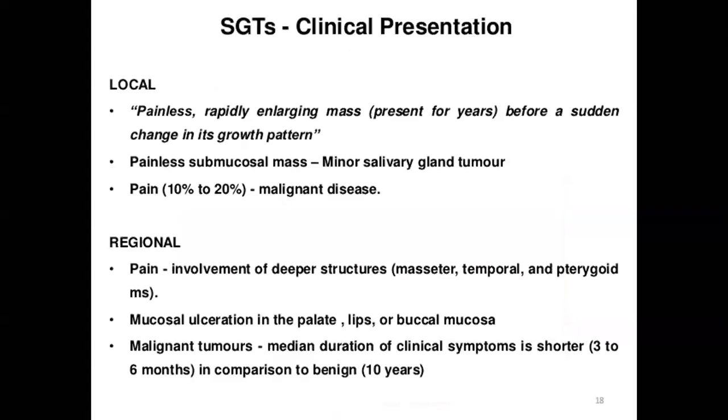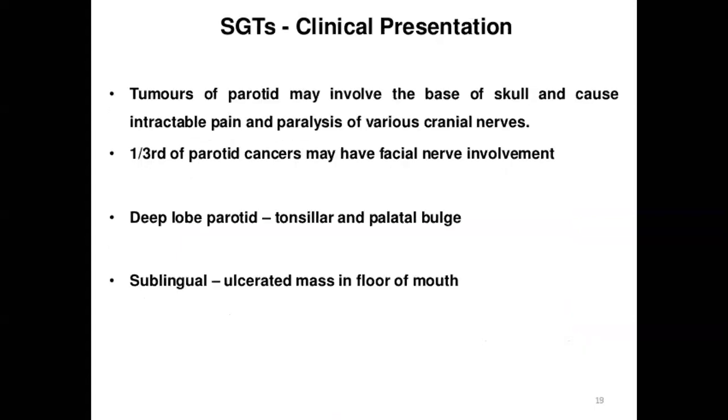Clinical features: locally, rapidly enlarging masses with sudden changes in growth pattern, submucosal mass in minor salivary gland tumors. Regionally, they cause pain involving different structures such as the masseter, temporal and pterygoid muscles, and ulcerations in the palate, lip, or buccal mucosa. In malignant tumors, the median duration of clinical symptoms is shorter, 3 to 6 months, compared to benign tumors, where the duration of symptoms is longer, up to 10 years.